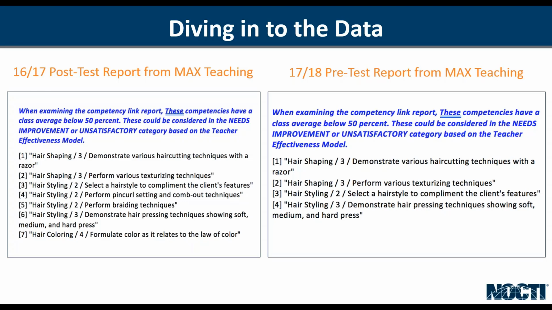Now I've got a new group that just came in. They're 17-18 students, and I just gave them my pre-test, and I looked at that report. What do you think the odds are that the 4 things on the right were present in the 7 things on the left? They all match.